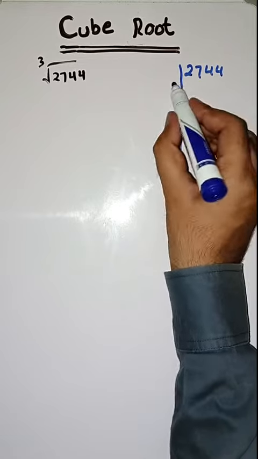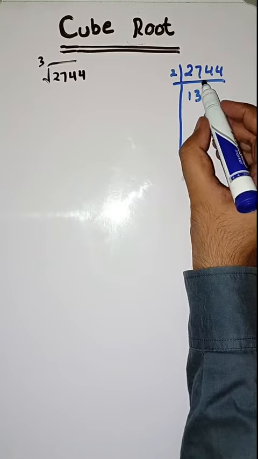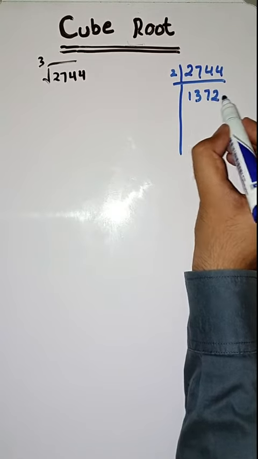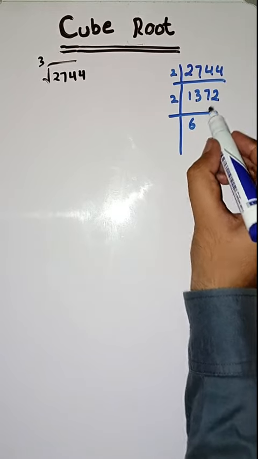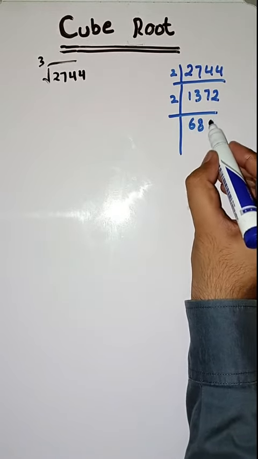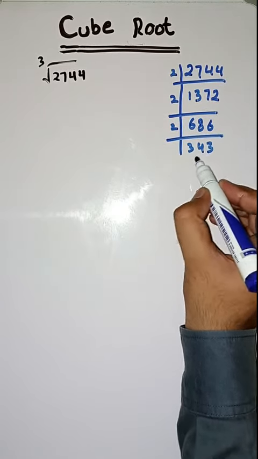So let's start. We start with 2. 2 ones are 2, 2 threes are 6, and 14, 2 sevens are 14, 2 twos are 4. Again with 2, 2 sixes are 12, 17, 2 eights are 16, and 12. Again with 2, 2 threes are 6, 2 fours are 8, 2 threes are 6.